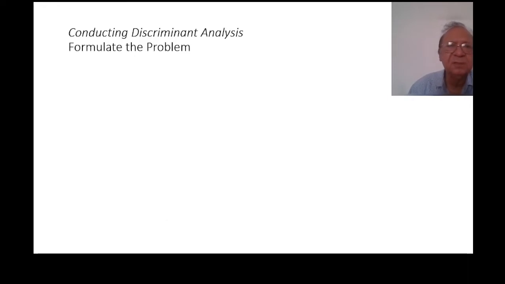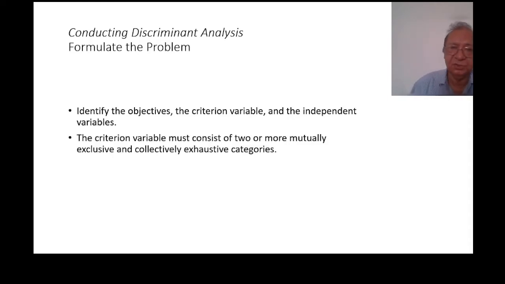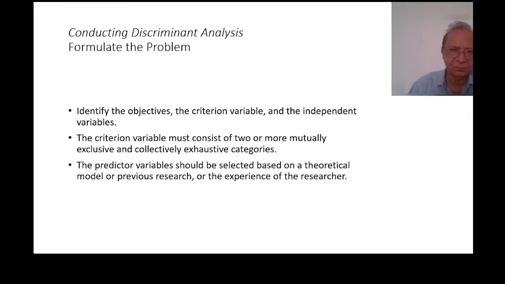How do we conduct it? Identify the objectives: why you want to do discriminant analysis, what the criterion variable is, and which is the independent variable or variables. The criterion variable, which is your dependent variable, must consist of two or more mutually exclusive and collectively exhaustive categories. The predictor variables should be selected based on a theoretical model, previous research, or the experience of the researcher.